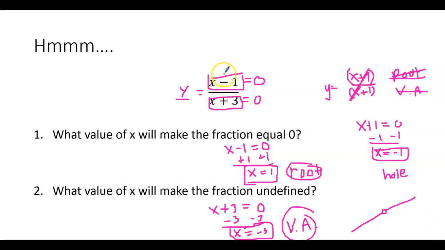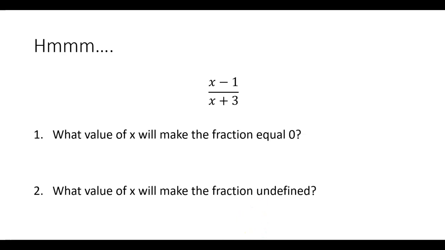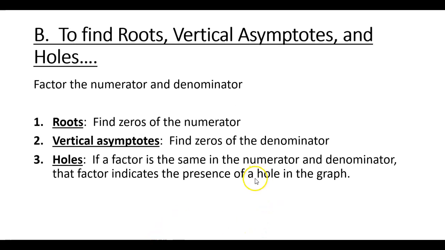And so, whatever makes the top equal 0 is a root. Whatever makes the bottom equal 0 is a vertical asymptote. But if the same factor's on the top and the bottom, that factor will tell you where a hole is at. It's not a root, it's not a vertical asymptote, it's a hole. So we have now a way to identify 3 parts of our rational expression.